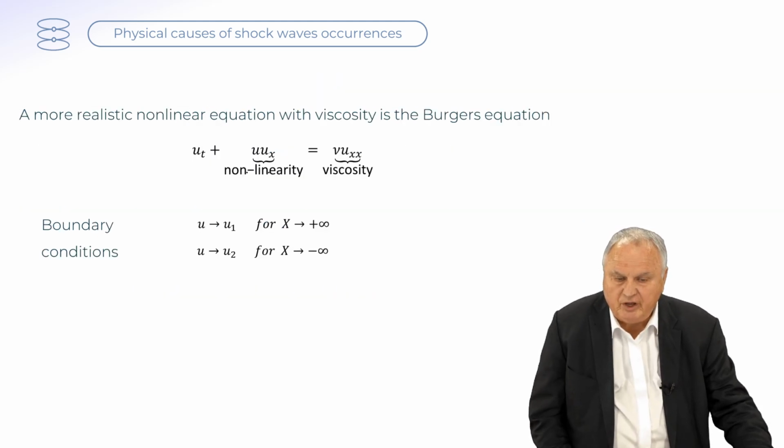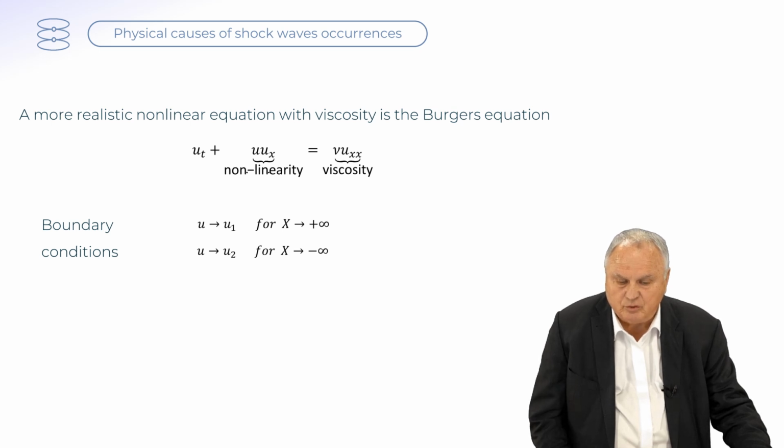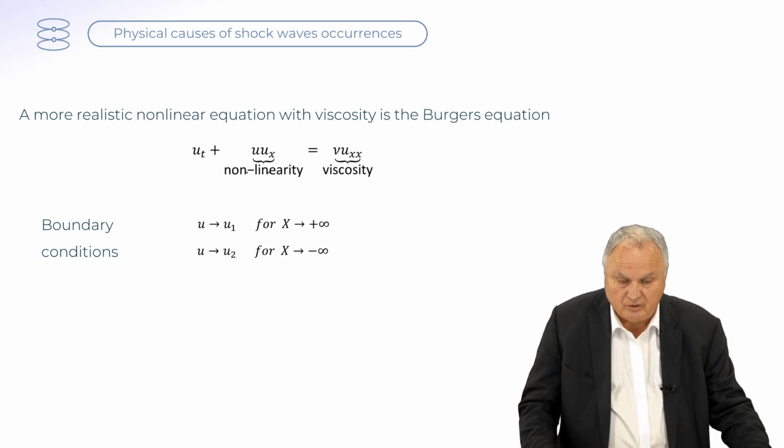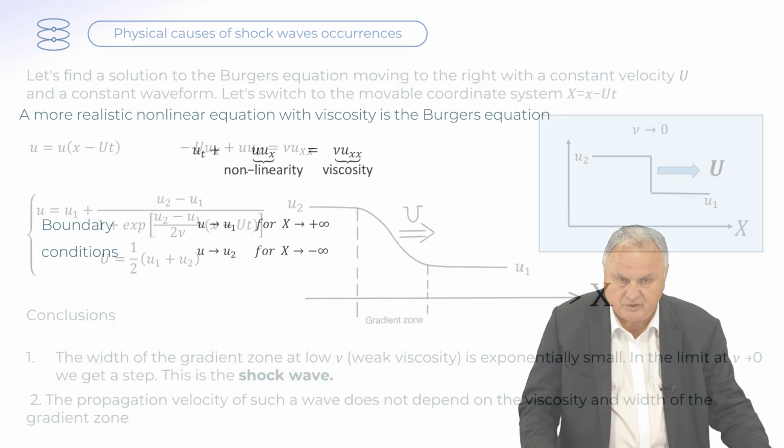A more realistic nonlinear equation with viscosity is the Burgers equation. You can see this one. It's a Burgers equation. Here is nonlinearity and viscosity. Both phenomena are present in this equation. And we consider the solution with boundary conditions when u tends to different constants for different kinds of infinity, in plus infinity or minus infinity.